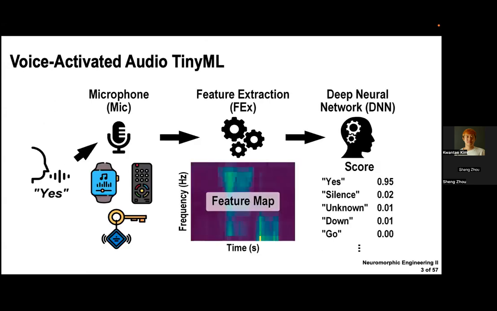So here is an example of a voice-activated audio TinyML system, such as keyword spotting. This example is audio keyword spotting. For example, if we say yes, then our voice signal goes to a microphone interface, such as smartwatches or remote controls or smart keyrings. And our voice signal is further processed by feature extractors to extract the frequency selected features as a feature map or feature vectors in audio frames. And those audio frames are further fed to the neural network to select the most probable labels. For example, because we said yes, it should be yes at the highest label.